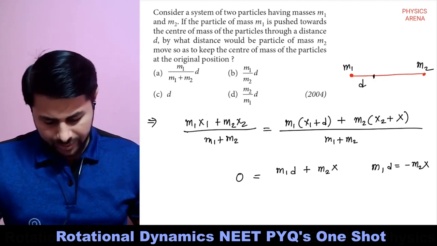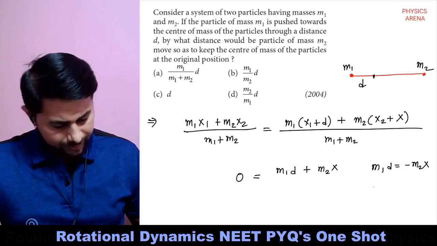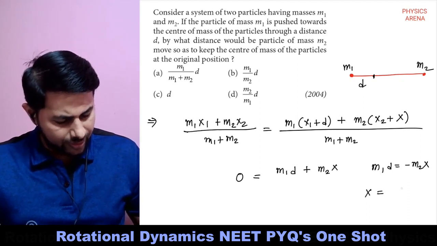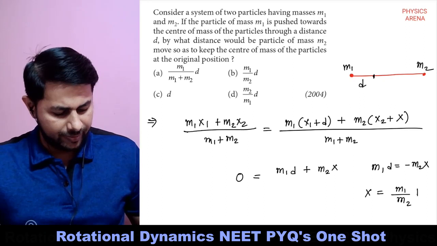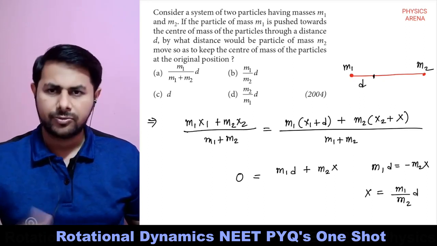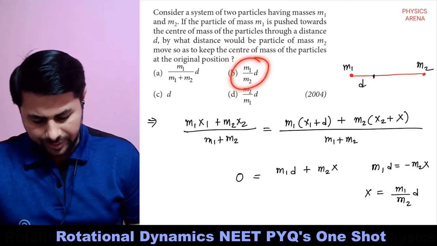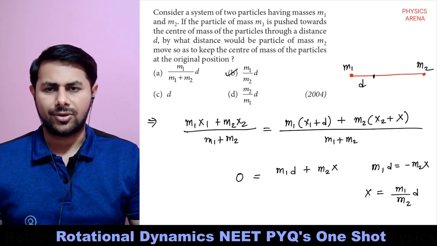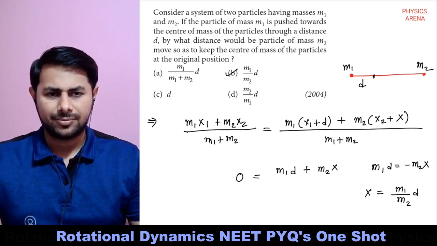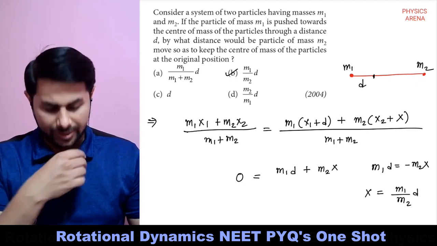Okay. So x will be equal to what? x will be equal to m1 upon m2 times d, without the sign. So what's the answer? The answer is m1 by m2 times d. This is the answer. Option B is the answer. Shall I repeat this once again?